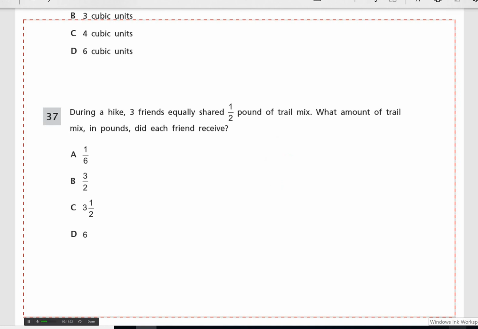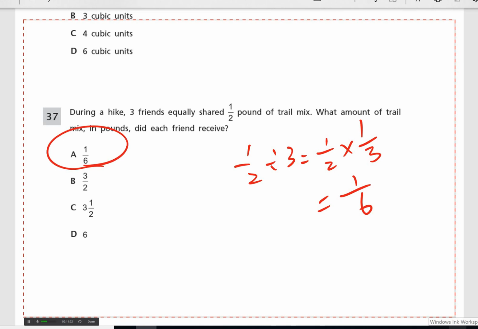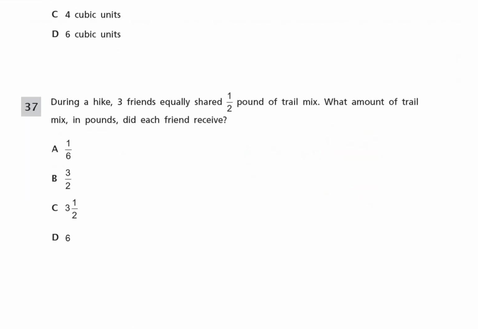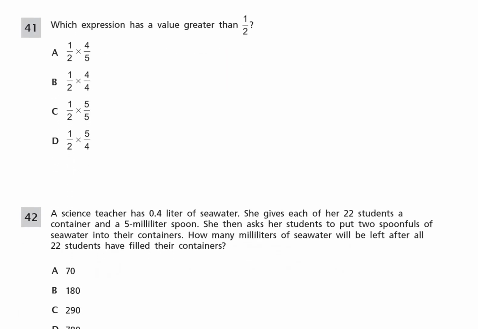Okay, it's probably easier. So it's 1/2 divided by 3. So 1/2 divided by 3 is 1/6. So when 3 people share the half, you just use half to divide it by the number of people that share the pound. Okay, so which expression has a greater value than 1/2?